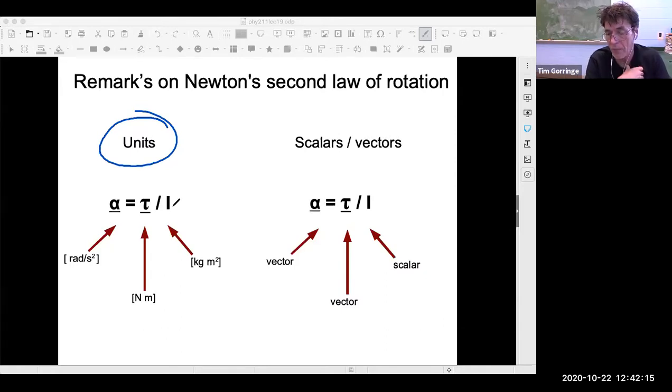So in our work on rotation, like in our work on translational motion, an object's mass is important in determining how it responds to forces, and that's just a number. And an object's moment of inertia, rotational inertia, is just going to be a number in understanding how an object responds to forces.